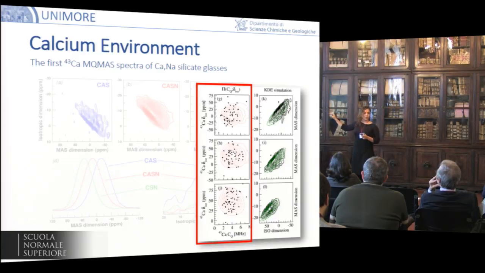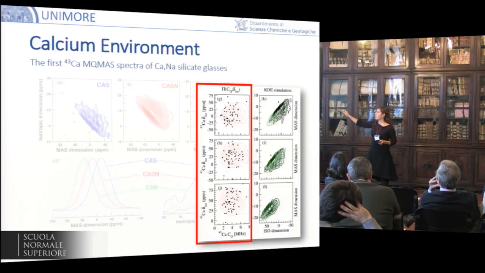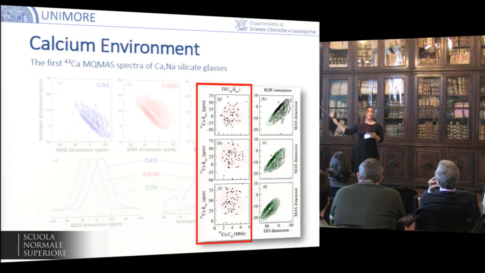The black dots are the theoretical counterparts. As you can see, the theoretical counterparts overlap quite well to the experimental data. And then we can say that our structural model reproduced the vast majority of the calcium environments that calcium experiences in the glasses. And then we are confident about the validity of our models.